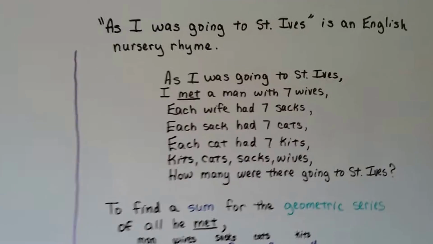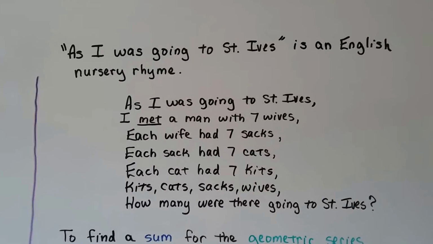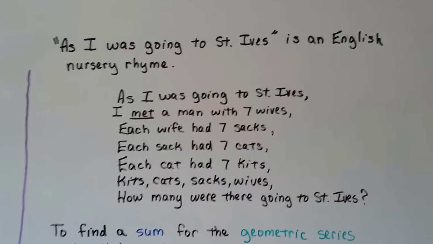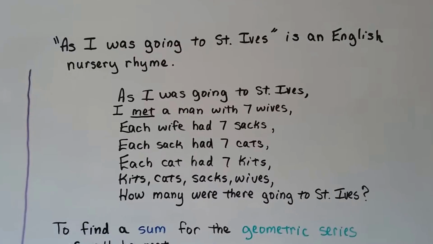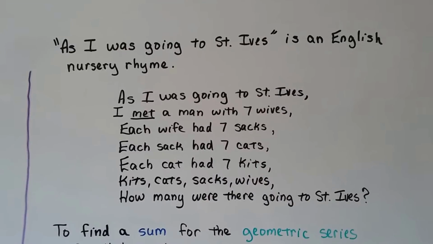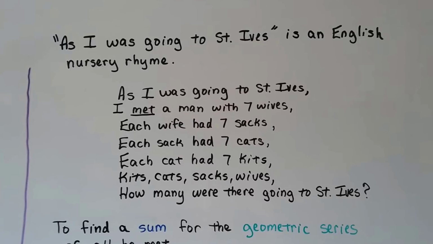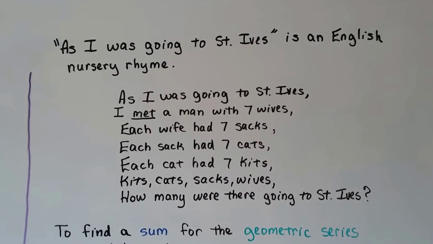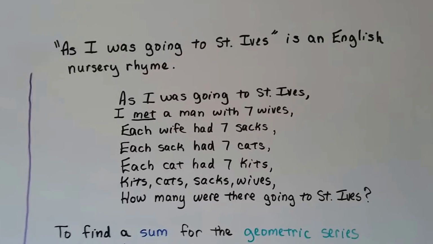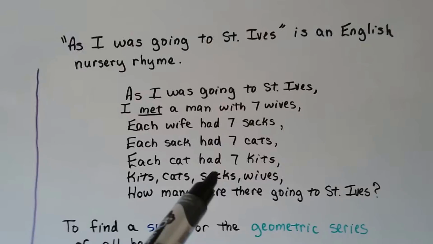So here's the riddle. And it's 200 or 300 years old. It's an English nursery rhyme. It's, as I was going to St Ives. As I was going to St Ives, I met a man with 7 wives. Each wife had 7 sacks. Each sack had 7 cats. Each cat had 7 kits, for kittens. Kits, cats, sacks, wives. How many were there going to St Ives? So they're insinuating that we're going to count the sacks too, okay?